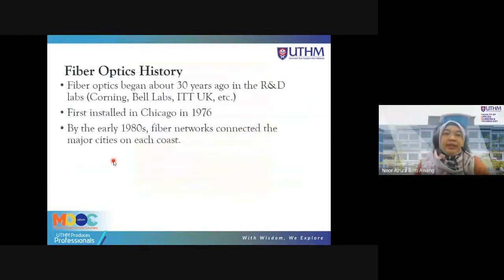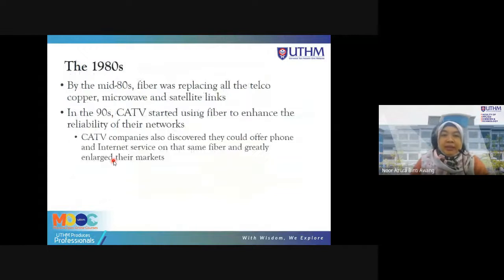Okay, so this is the history of the fiber optic. Fiber optic began about 30 years ago in R&D in a Corning lab. The first installation was in Chicago in 1976. By the early 1980s, fiber optic networks connected the major cities on the East Coast. By the middle of the 1980s, fiber was replacing all the telco copper.